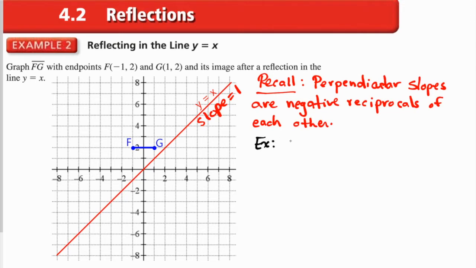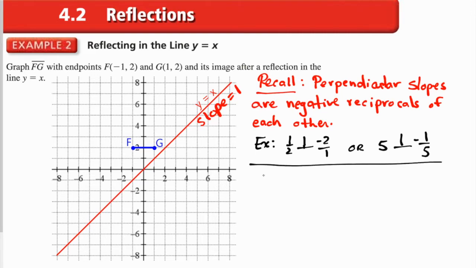For example, 1/2 is perpendicular to -2/1, or we can say 5 is perpendicular to -1/5. So for our example, 1/1 is perpendicular to -1/1.